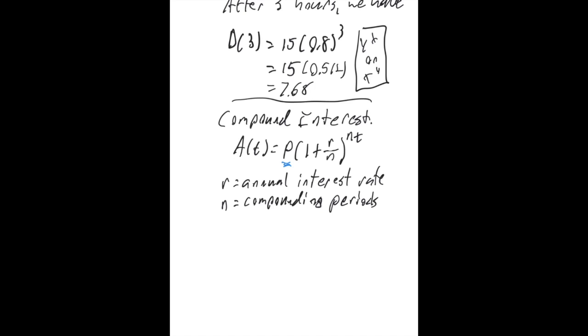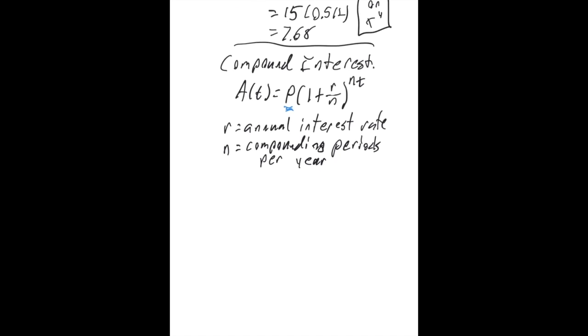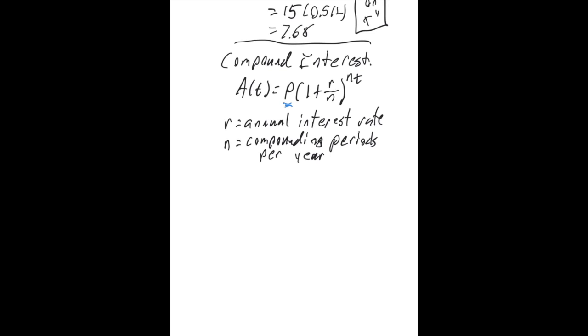If you have a savings account, typically you get your interest paid to you once a month, which would be 12 times a year. So if you have monthly compounding, N would be 12. If your interest gets paid to you only 4 times a year, then N would be 4. And then here, T will be a number of years.